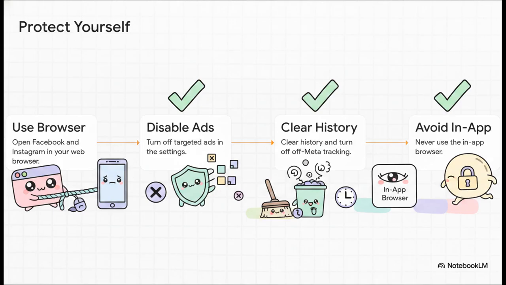So how do we disconnect these specific lines from the switchboard? Privacy advocates have a rapid-fire list of defenses. Number 1, if you absolutely must use these platforms, use your phone's web browser instead of the dedicated app. 2, go deep into your settings and turn off targeted ads. 3, clear your off-Meta history and make sure you disable that tracking. And finally, and this is a big one, never, ever use the in-app browsers. When you click a link in Instagram, open it in Safari or Chrome, because that in-app browser can see absolutely everything you type and do on that page.